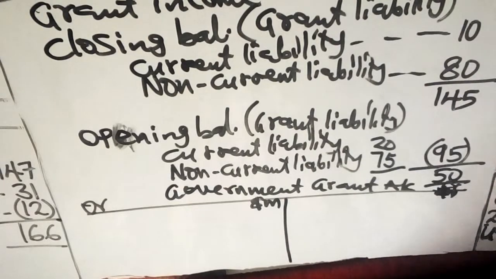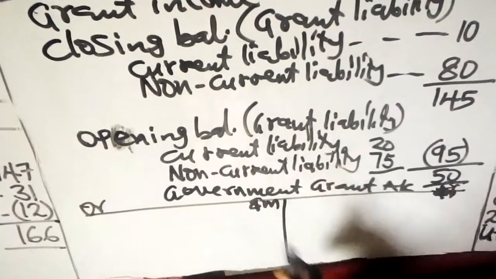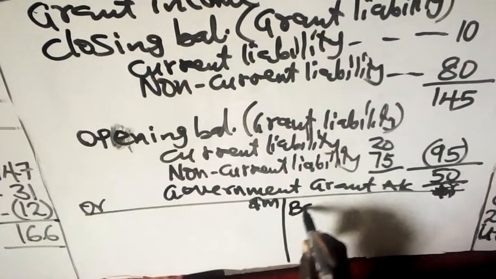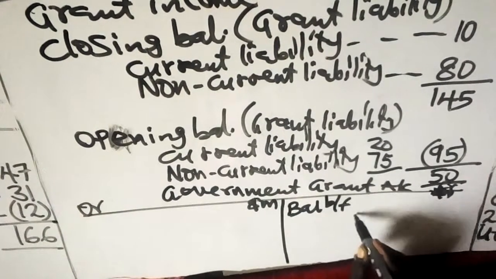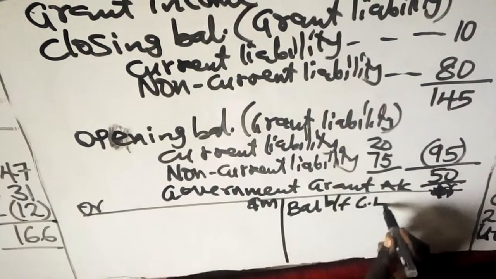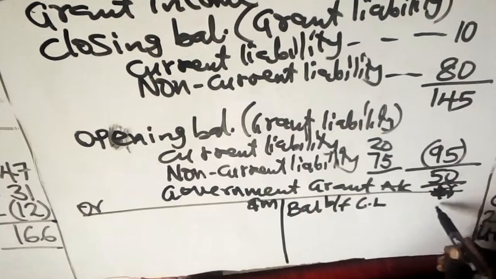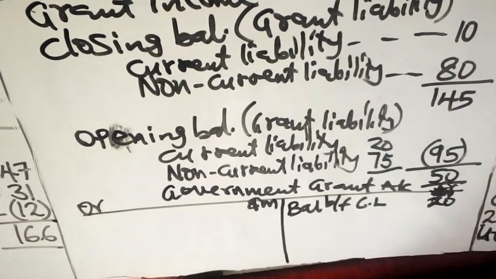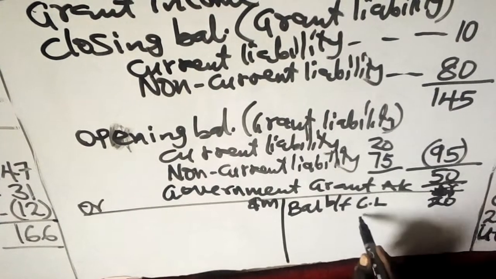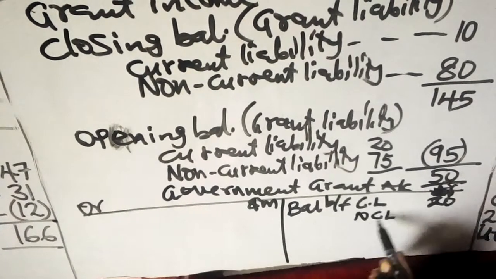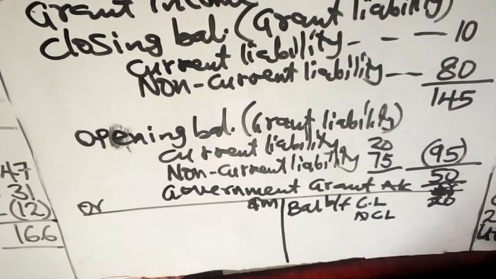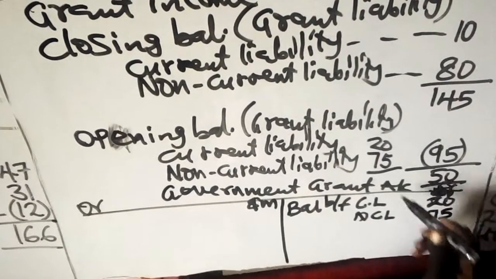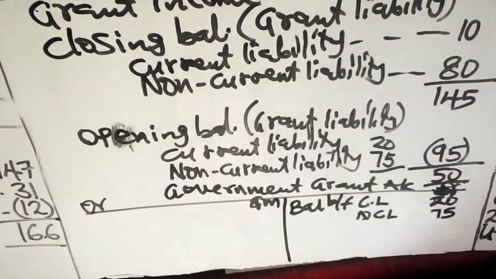These are the opening balances, and they are both liability, balance brought forward. The one under current liability is 20. Liability will have a credit balance, that's why I'm putting the opening balance at the credit side. The one under non-current liability is 75.